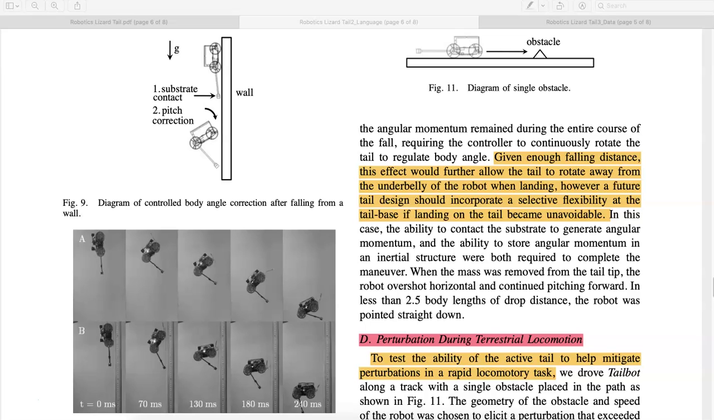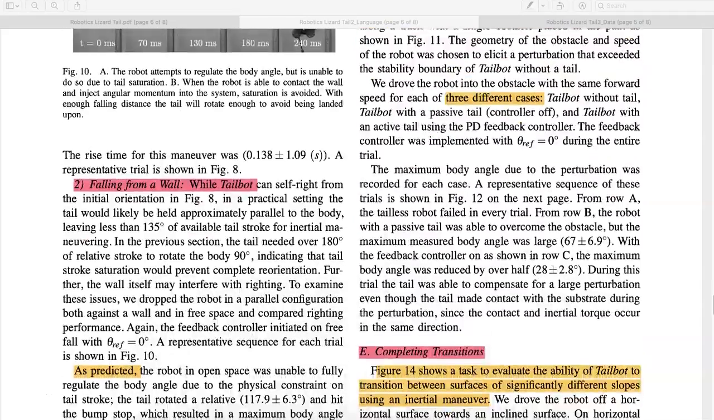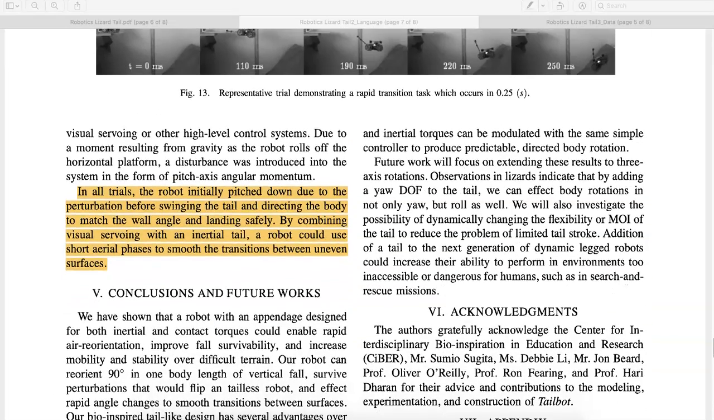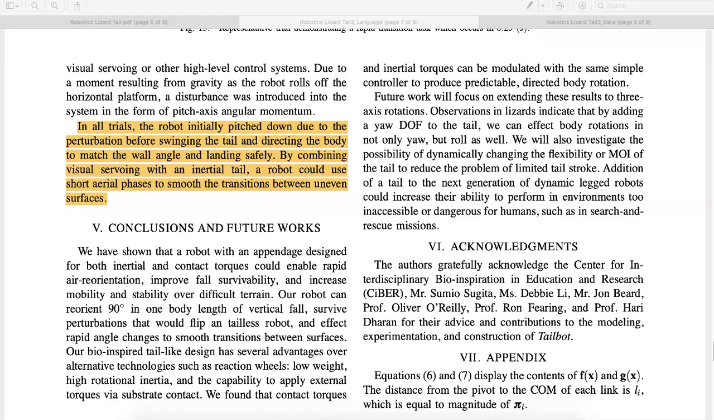You may also notice researchers suggest improvements to their design in the experimental results section whenever the design does not necessarily perform as expected. We see this toward the end of the experimental results section. By combining visual surveying with an inertial tail, a robot could use short aerial phases to smooth the transitions between uneven surfaces. Typically, the comments that do appear in the results section answer questions pertaining to the robot's performance of a specific task, while the broader implications for the field are reserved for the discussion section.